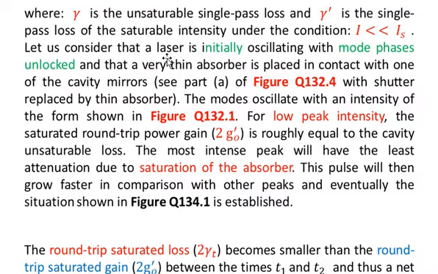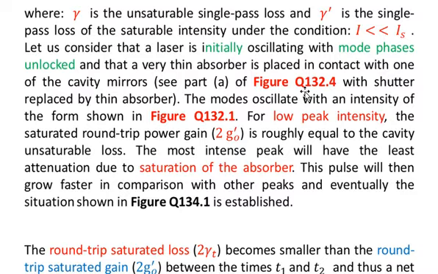Let us consider that a laser is initially oscillating with the mode phases unlocked, and that a very thin absorber is placed in contact with one of the cavity mirrors as shown in part A of figure number 132.4, that is in slide number 132 and equation number 4, with the shutter replaced by a thin absorber.